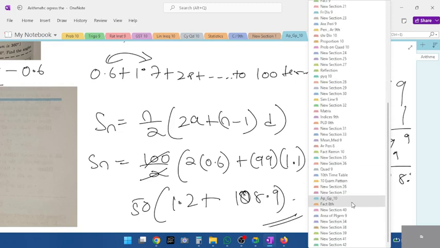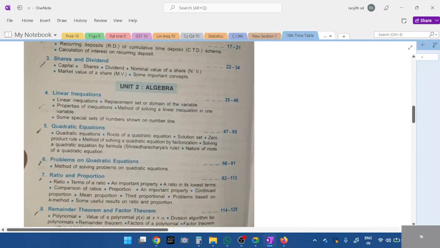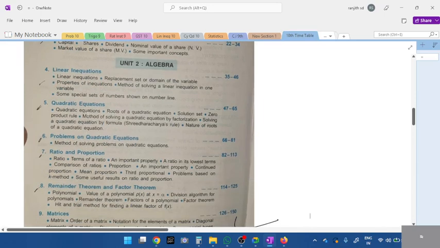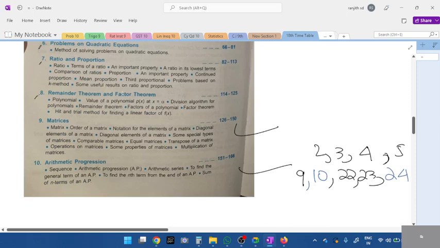So trigonometry was done yesterday, today heights and distance, and AP questions. What's the other chapter, students, for revision? Banking is done, shares and dividend, quadratic is done. All of you were there when I solved root questions, quadratic. Okay, then remainder and factor theorem. Tomorrow we'll revise the remaining arithmetic questions and remainder and factor theorem.